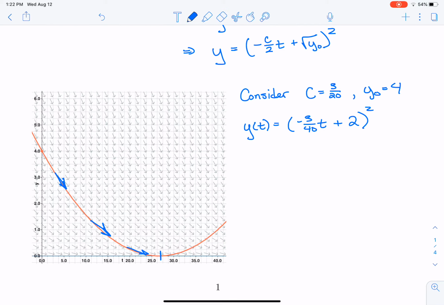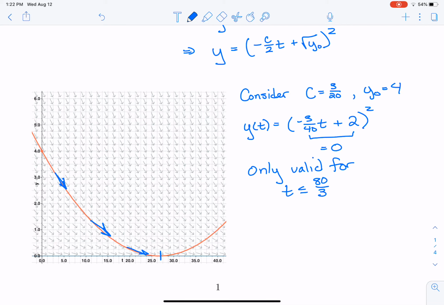Okay? Well, when is it not valid anymore? It's not valid when we go beyond the time at which the height is 0. So if we solve this expression right here, if we set it equal to 0, we can see that the solution is only valid for t less than or equal to, say, 80/3. If we go beyond that, then the solution is no longer valid. It's no longer physically valid.